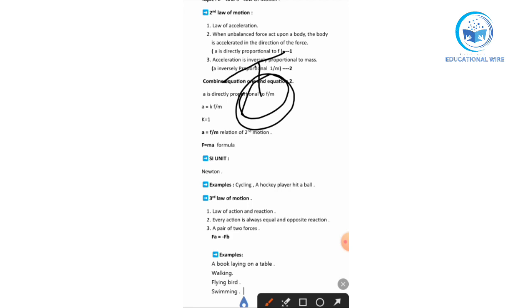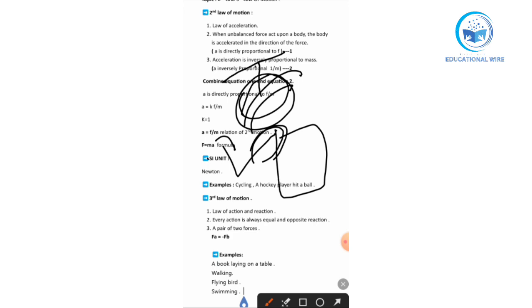Okay, move to the flying bird. A flying bird is also an example of the law of action and reaction, the third law of motion. How? When the bird is flying with its feathers, it moves forward. It is doing the action, and with that one action it travels its path, and it is giving a reaction. After that, talking about swimming, when we are swimming, we are pushing our hands to the back to push the water back. That's the action, and in reaction we move forward.